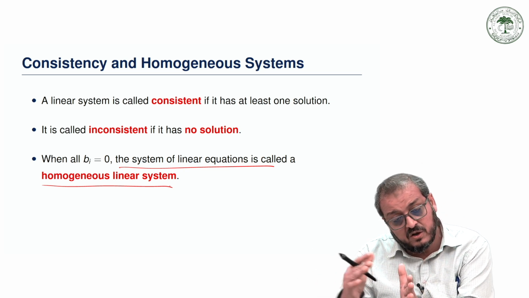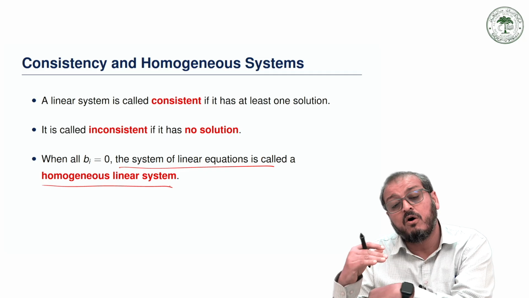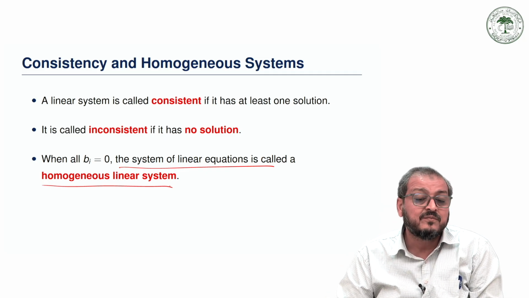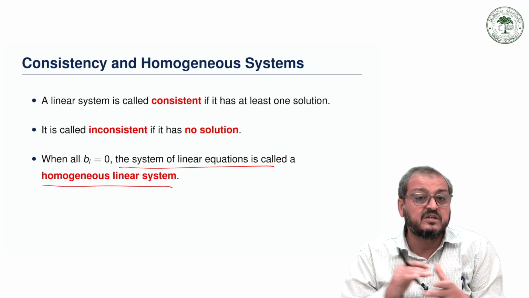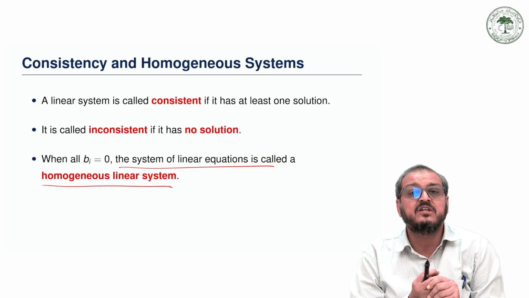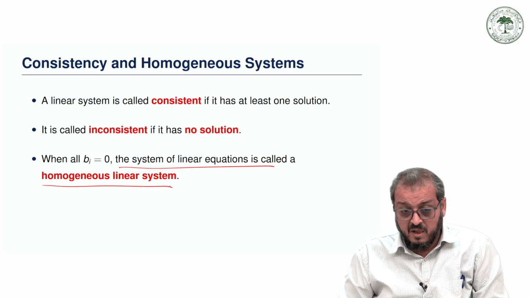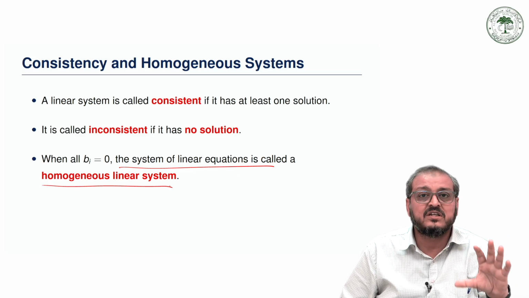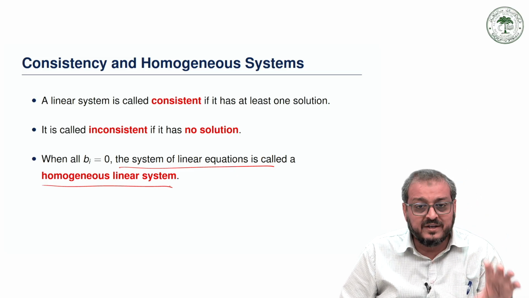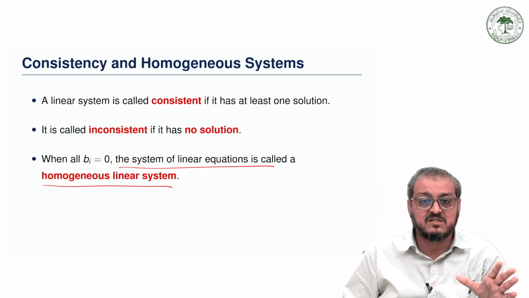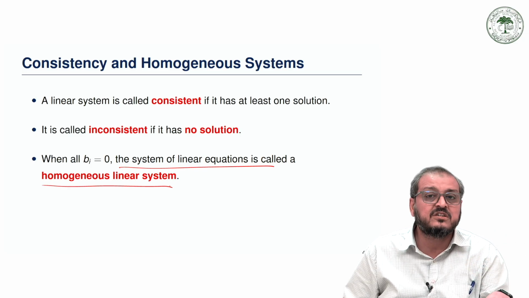It means not just at least one, but all the bi's are equal to 0. Then the system is called a homogeneous system of linear equations, or a system of homogeneous linear equations, or simply a homogeneous system. Okay, so if a solution exists, the system is consistent. If no solution exists, the system is inconsistent. If all the right-hand sides are 0, the system is homogeneous.